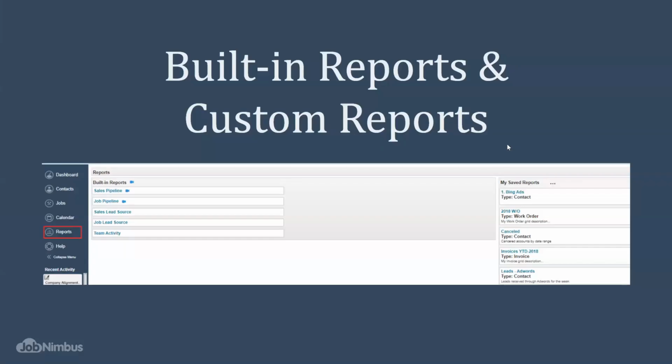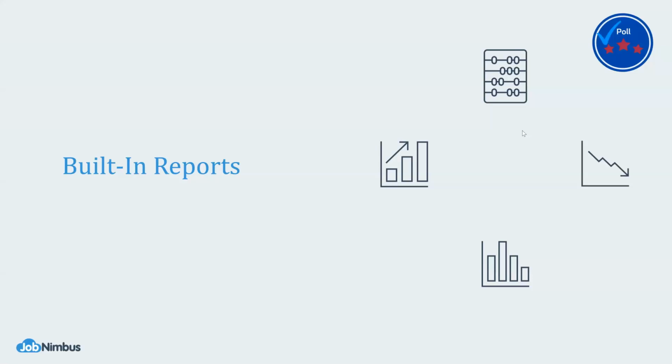Yeah, so I'll go ahead. As we mentioned, there are two types of reports in JobNimbus, built-in and custom. You should automatically see a sales pipeline report, sales lead source report, and team activity report. Most accounts don't, but if you do have jobs enabled, then you will also see a job pipeline report and a job lead source report. So we're going to go ahead and start off with built-in reports, which are essential business reports you should use to propel your business forward.